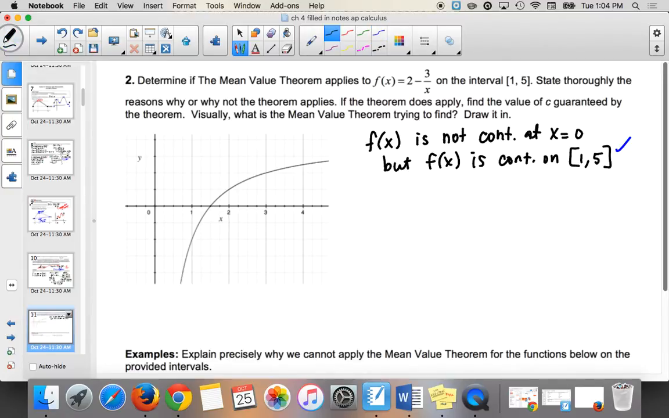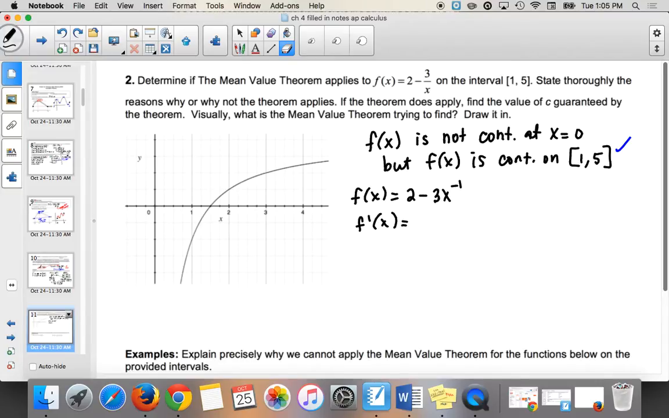Is f differentiable? Let's take the derivative. If I have f of x equals 2 minus 3 over x, it's 2 minus 3x to the negative 1. So its derivative is plus 3x to the negative 2, or 3 over x squared. The negative 1 goes to the front, so it's positive. That is also not differentiable somewhere. All right, so it's also not differentiable at 0.